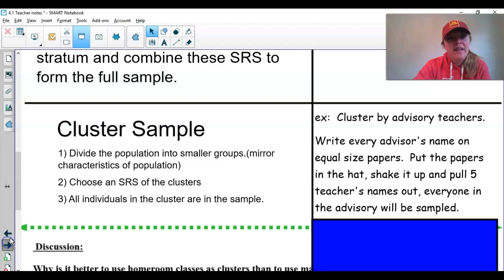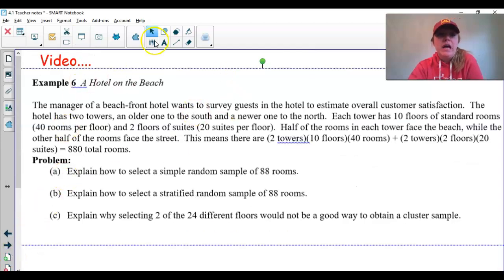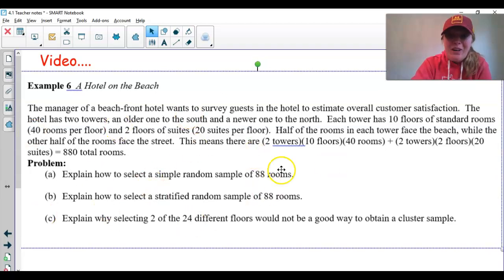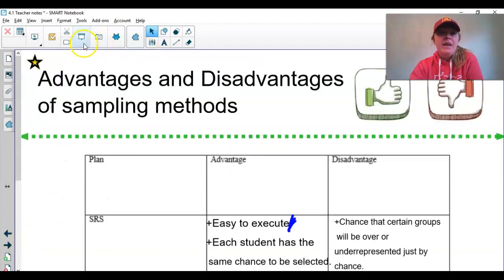Okay, let's move on. Let's talk about some advantages and disadvantages. I'm going to post a separate video about a hotel on the beach, or we may do this as a partner problem too. But if you want another example, you can check the link for this example too, just talking about a different way to talk about a simple random sample, a stratified random sample, and why things would be good or not good. Again, we'll talk about this in class, and I'm hoping to do a breakout room or something like that on this problem. Okay, advantages and disadvantages.